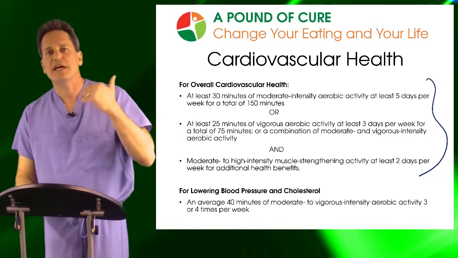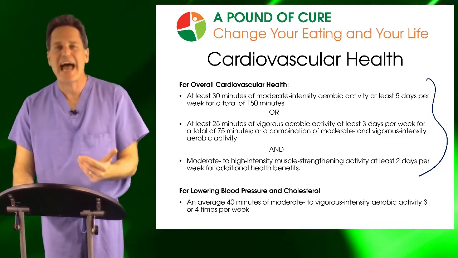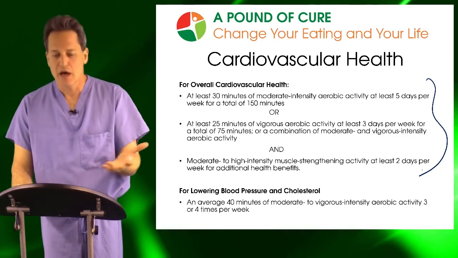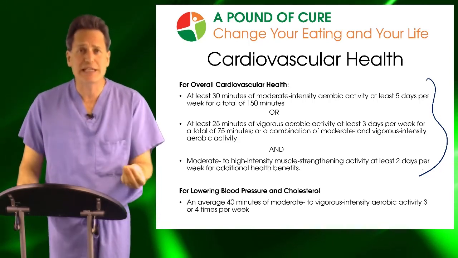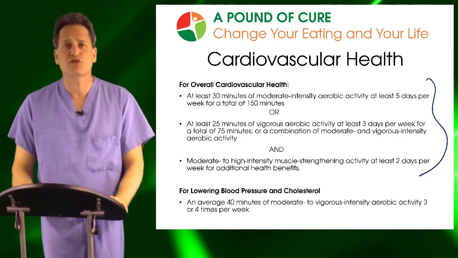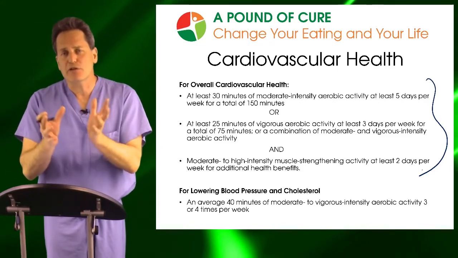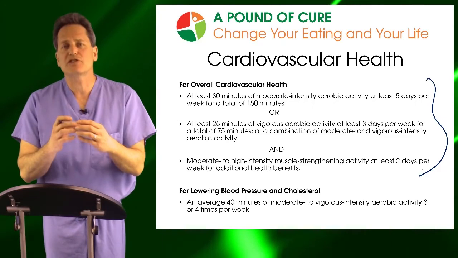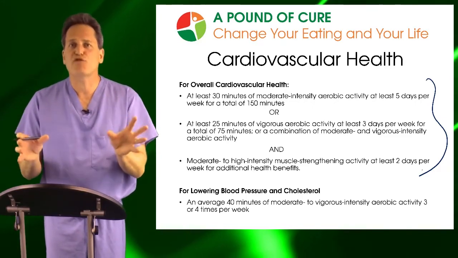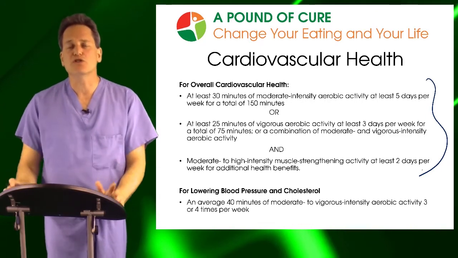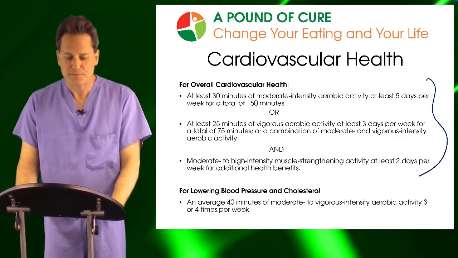Now, if that exercise is vigorous, then you need half as much. So 15 minutes 5 times a week, or 25 minutes 3 times a week, add up to 75 minutes total. It's the same, but essentially it's either daily or close to daily, 30-minute exercise blocks or less frequent, higher intensity exercise blocks. All work to reduce your risk of stroke and heart attack.